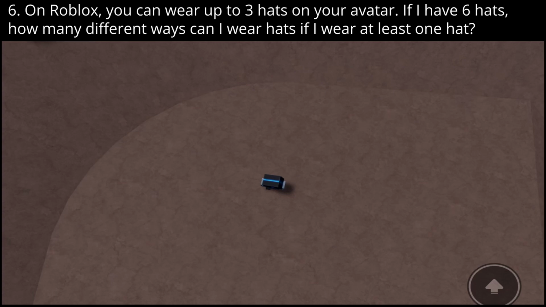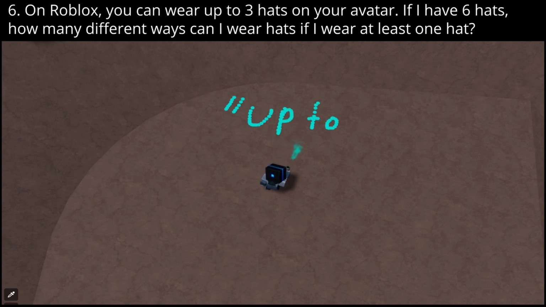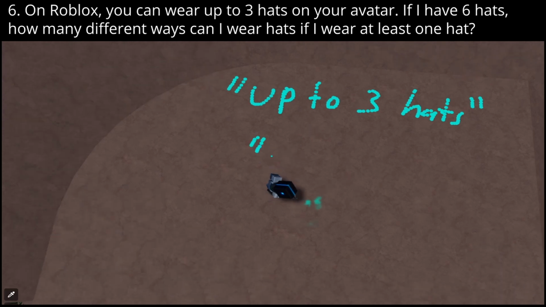This problem now says, on Roblox, you can wear up to 3 hats on your avatar. If I have 6 hats, how many different ways can I wear hats if I wear at least 1 hat? So first thing I'm going to do is write a couple keywords for this problem. Notice how this problem says you can wear up to 3 hats. And it also tells us that you're going to wear at least 1.